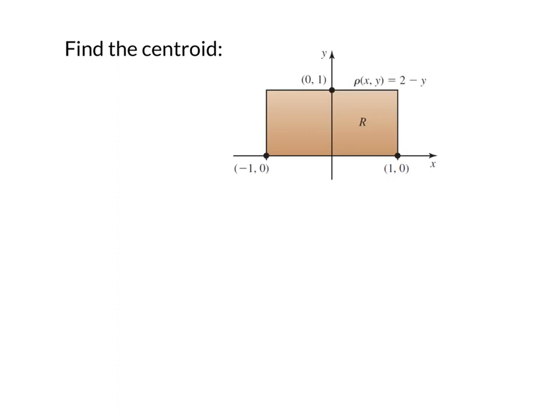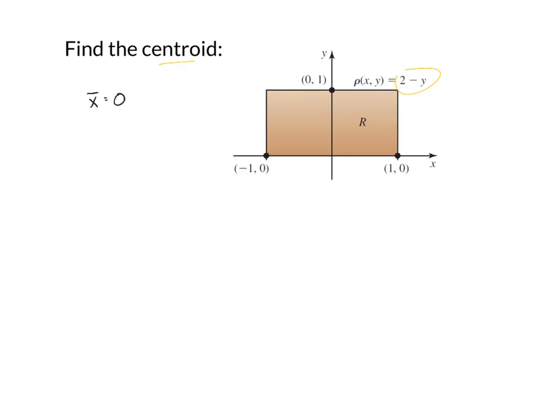In this next example, we're told to find the centroid of a region where we're given a density function this time. And again, half of the problem is relatively straightforward because we're symmetric now over the y-axis. The x-coordinate of the centroid, x bar, is equal to 0.